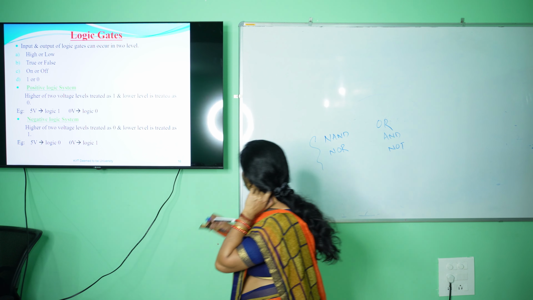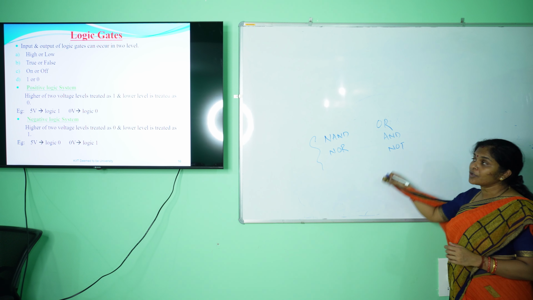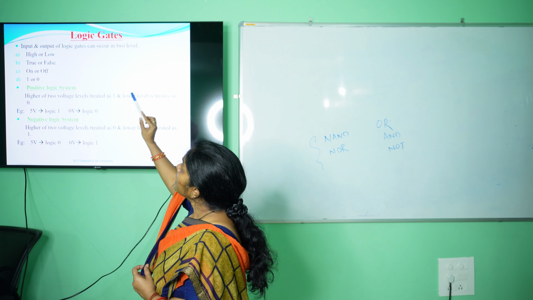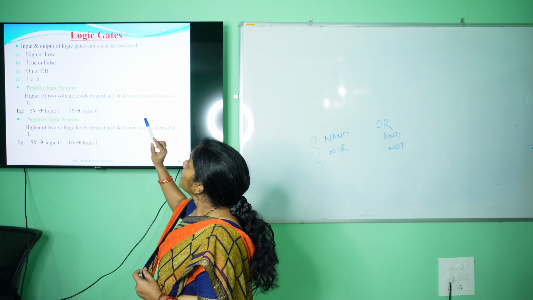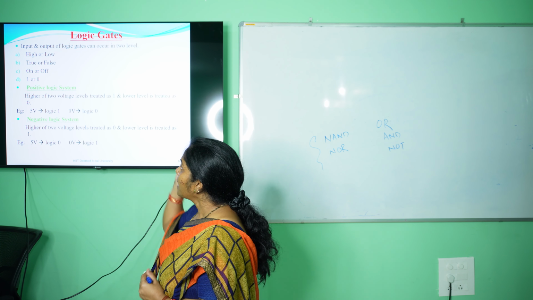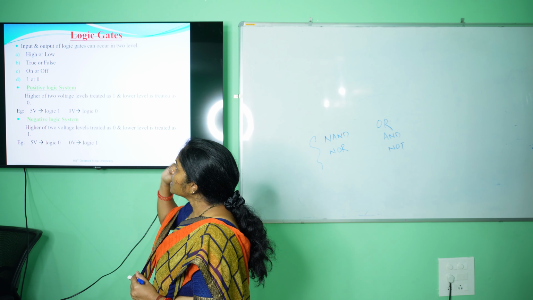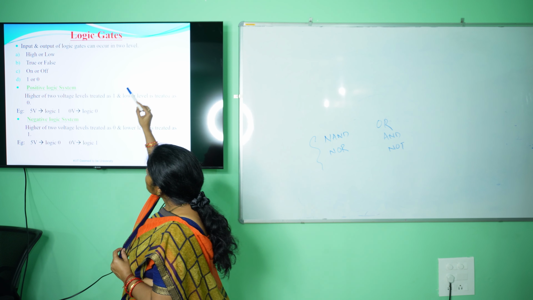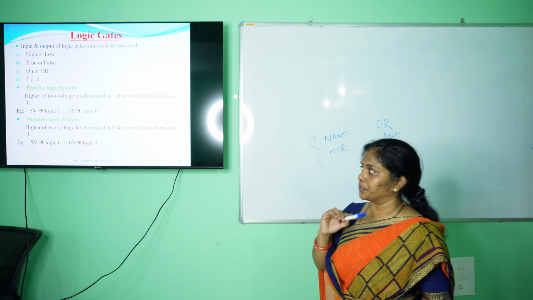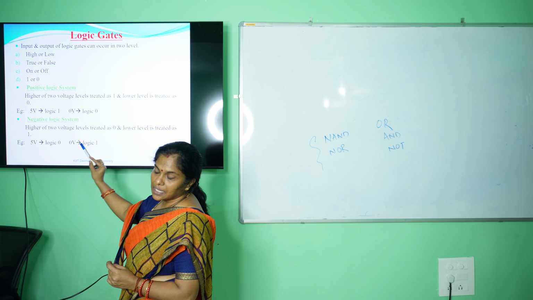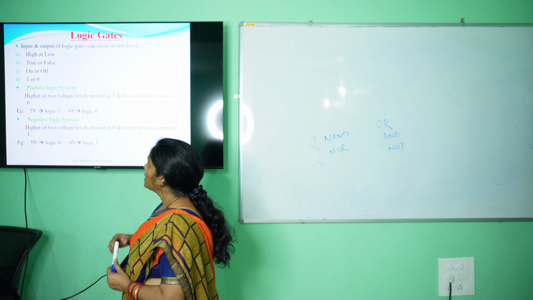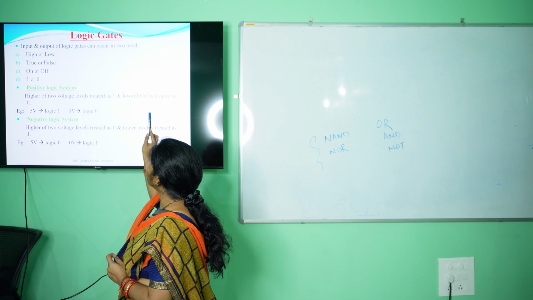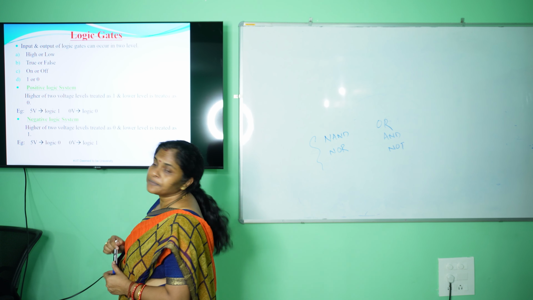Before going into details of these gates, truth tables and logical symbols, let us clear some other things. The input and output of logic gates can occur at two levels. What are the two levels? Just now I said either high or low, true or false, on or off, 1 or 0. Anything you can represent. And this logic system is again classified into two: the positive logic system and the negative logic system. What does the positive logic system mean? The higher of the two voltage levels is treated as 1 and the lower level is treated as 0.